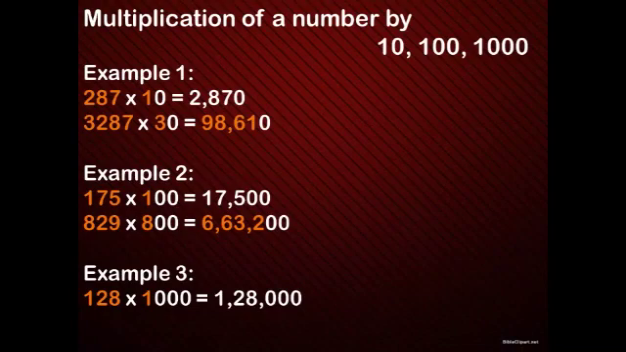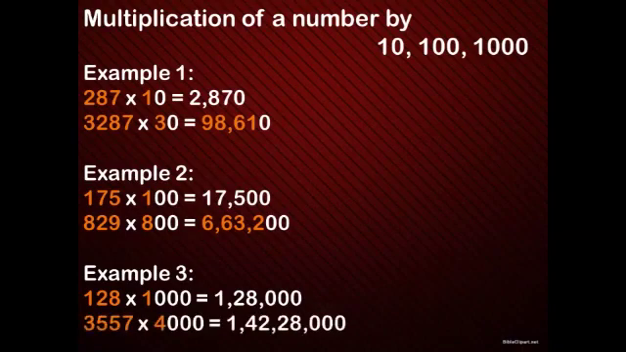To multiply a number by 1000 or 2000 or 3000, we multiply the number by 1, 2 or 3 respectively and add 3 zeros to the right of the number. Take this 128 multiplied by 1000 is nothing but first you will multiply by 1 and you will write 3 zeros to the right of the number. So the answer is 1,28,000.